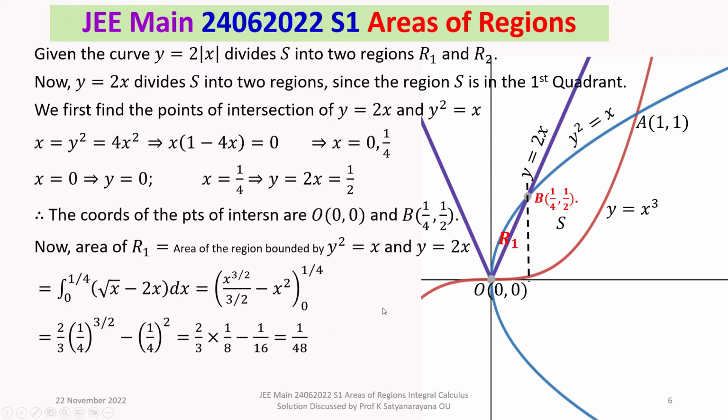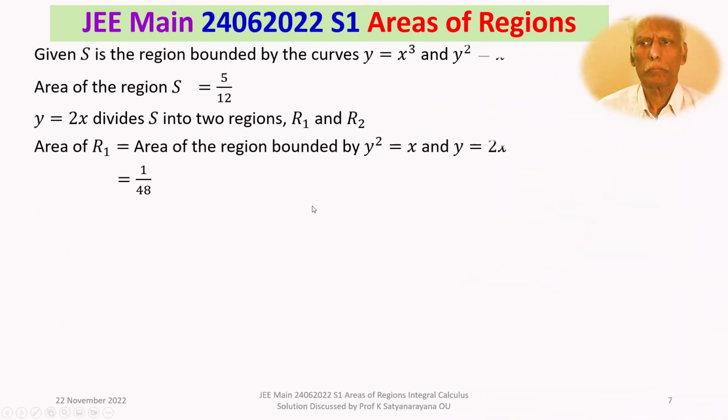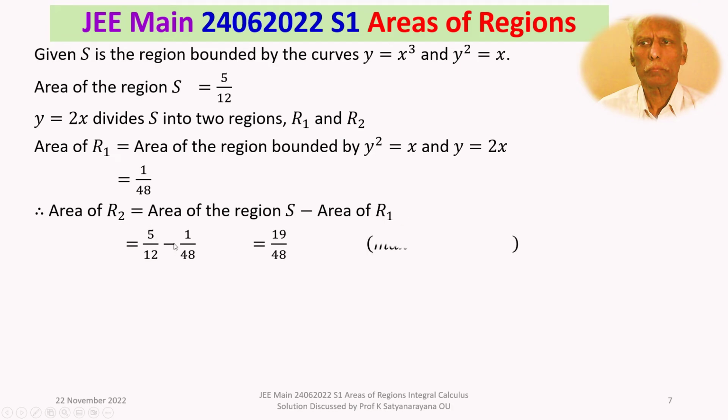It's very obvious now. The remaining part is R2. Therefore, the area of R2 will be the area of S minus the area of R1. We will see in the next slide. Yes, that's what we have. Now, the area of R2 is equal to the area of the region S minus the area of the region R1, and that is 5/12 minus 1/48. That is 20/48 minus 1/48, that is 19/48.